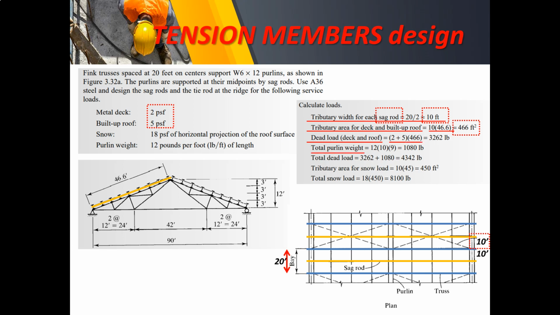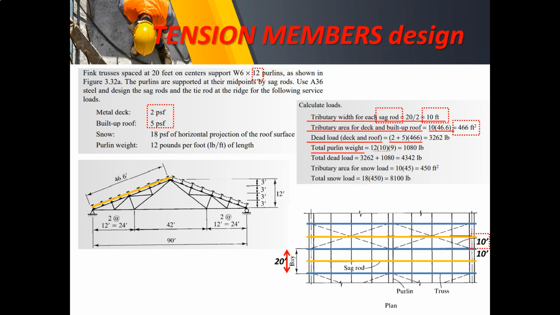So moving on to our next dead weight, which is the total purlin weight. So the total purlin weight is 12, calculated by the unit weight, 12 pounds per foot of length.